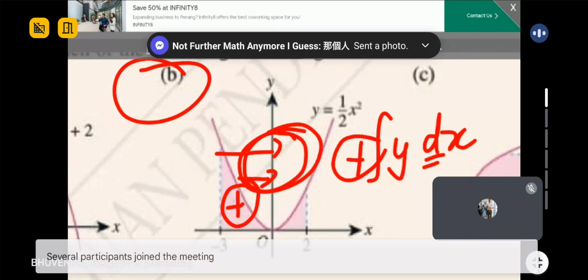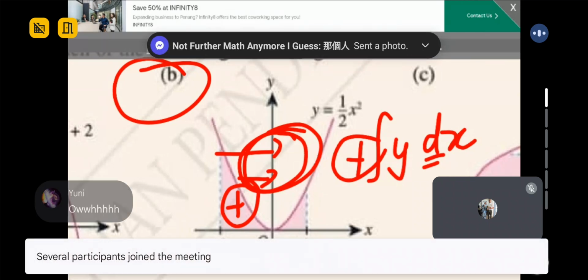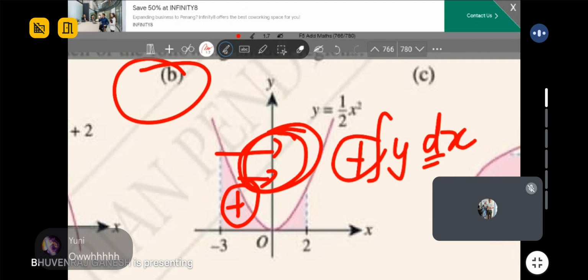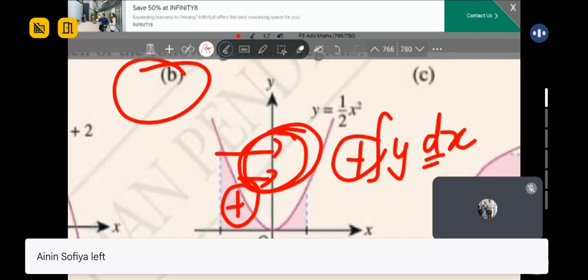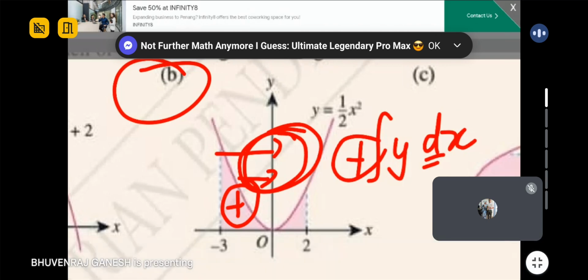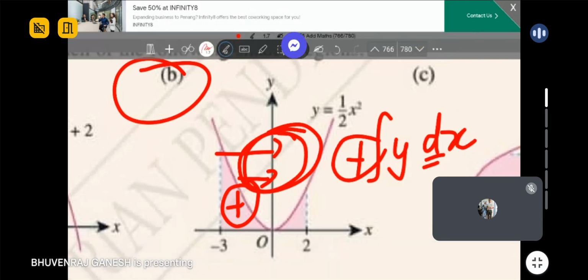The area will 100% be positive because of this concept. Okay, the textbook does not teach this. So I am the one who got this concept. I created this concept and it works 100% correct. Okay, so this is how you can see it. So don't memorize, no need to memorize. Use this concept and you will get the correct answer.